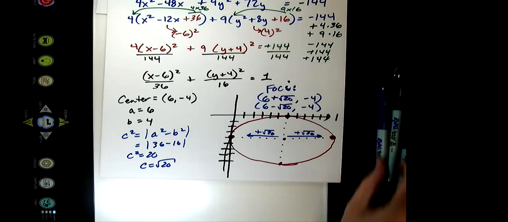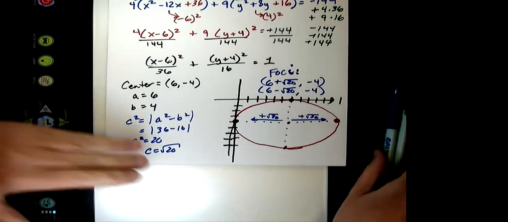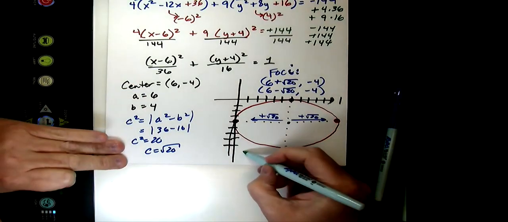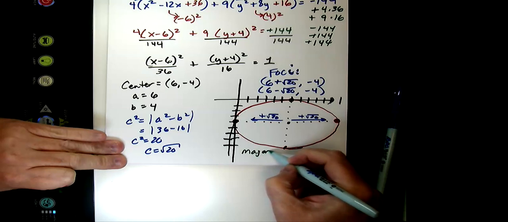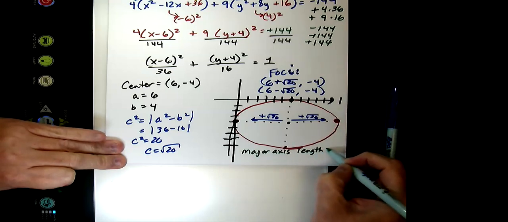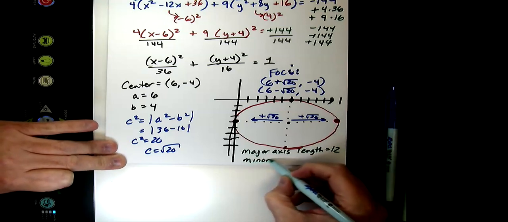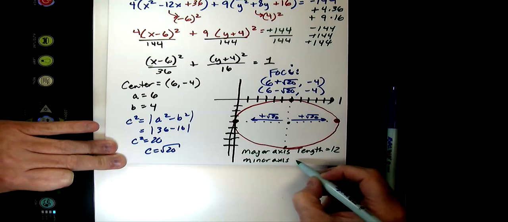What's wrong, Luis? You what? So it's 8 and then 12. Yeah. So the major axis has a length of 12 here, and the minor axis is 8.